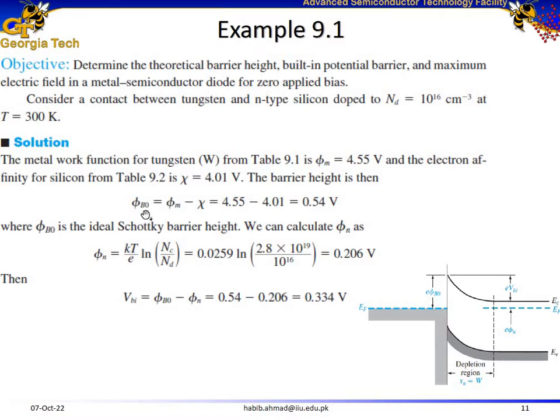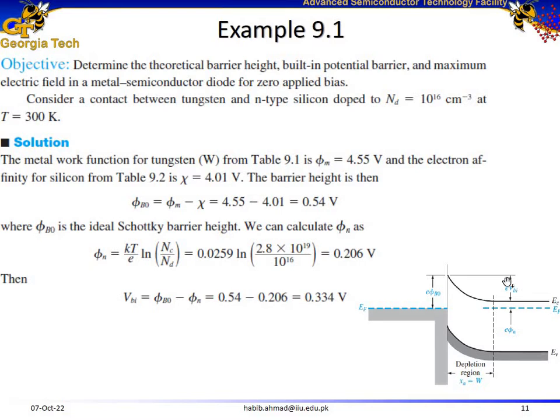Now, we can easily calculate this Schottky barrier, the potential barrier over here on the metal side, and it's equal to the metal work function minus electron affinity of the semiconductor. In that previous slide, we know that electron affinity for silicon is 4.01 volts. For the metal work function, we have used a tungsten metal, so its work function is 4.55. So this barrier height, or the Schottky barrier, is going to be 0.54 volts.